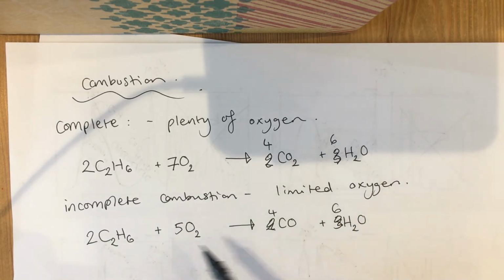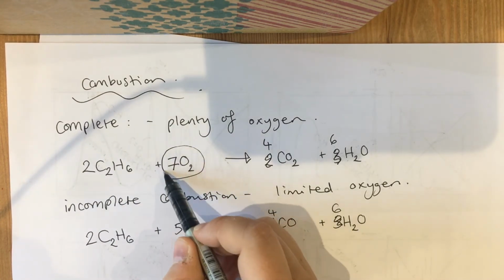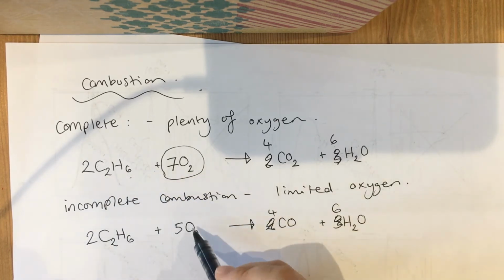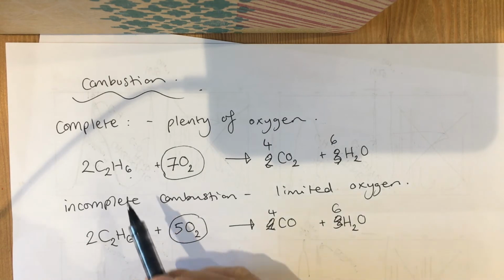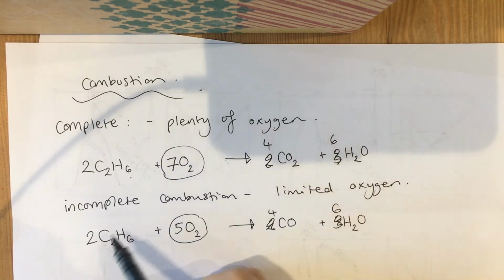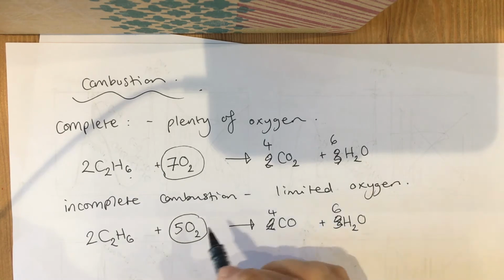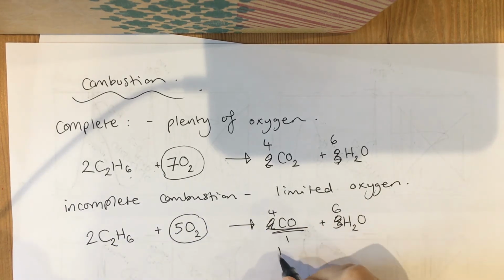So you can see where the limited oxygen has come from. In this case, we were reacting 7 oxygen atom molecules with ethane, whereas now we're only using 5 oxygen molecules. But the point is, this happens when you've got lots of oxygen. This happens if the oxygen supply is restricted somehow. This is bad because carbon monoxide is toxic, poisonous, very dangerous, will kill people.